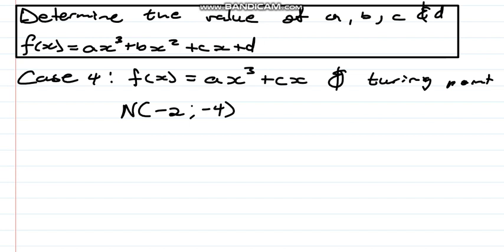This is our fourth case that we're looking at. We're still determining the values of a, b, c, and d, given that we have a cubic function given by f of x is equal to ax cubed plus bx squared plus cx plus d. Now this problem is a bit different.